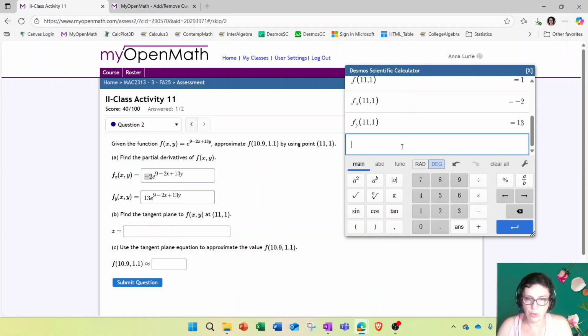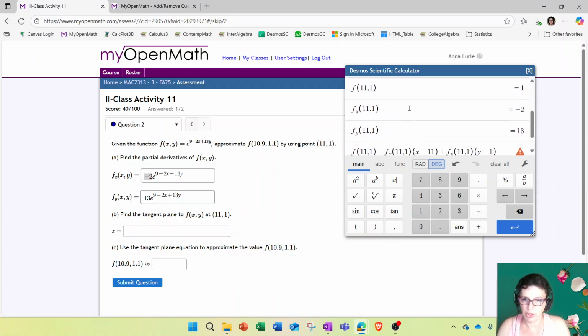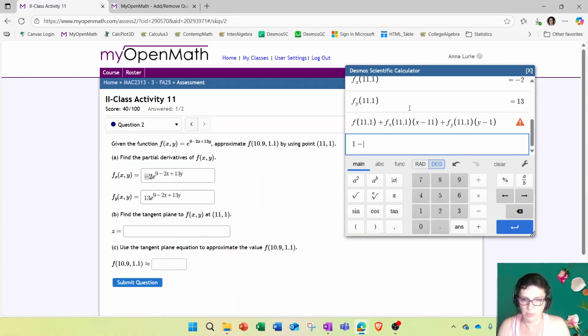Okay, so how do we find the equation of the tangent plane? The general formula looks like this. We have to plug the point into the original function, right? So it's going to be f of 11, 1. Then you're going to do plus fx at 11, 1 multiplied by x minus the x coordinate of the point, which is 11, plus fy at 11, 1 multiplied by y minus the y coordinate, which is 1. Okay, so let's substitute. The original function was 1, plus fx was negative 2, and fy was 13. Okay, so that's your equation.